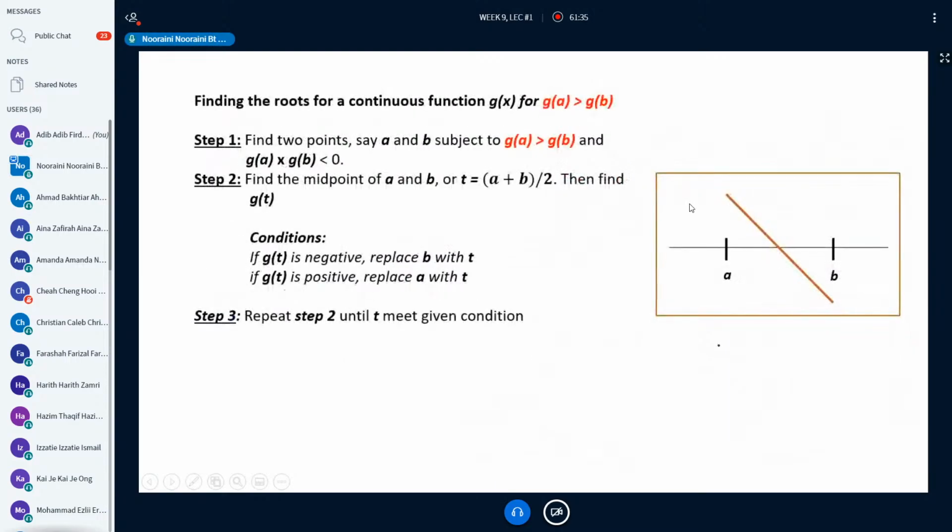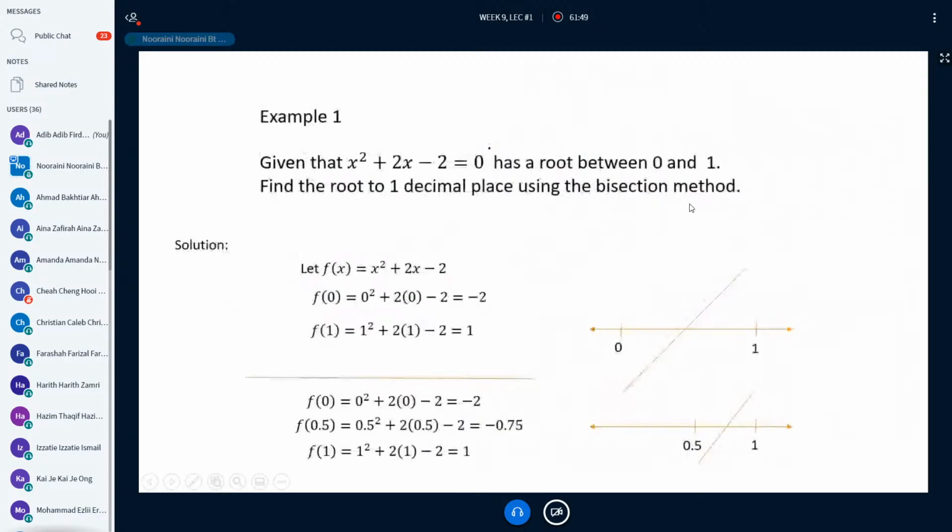Okay, for A and B it is the same, but now A is positive, B is negative, so it's the same. We just need to change it according to the sign here. Later we see an example.